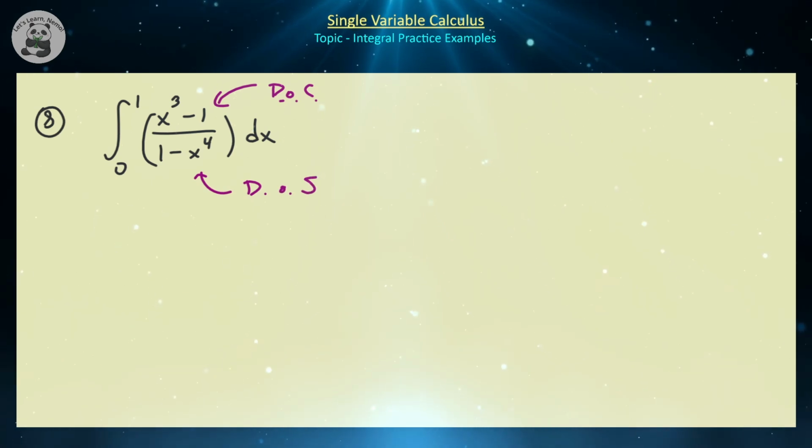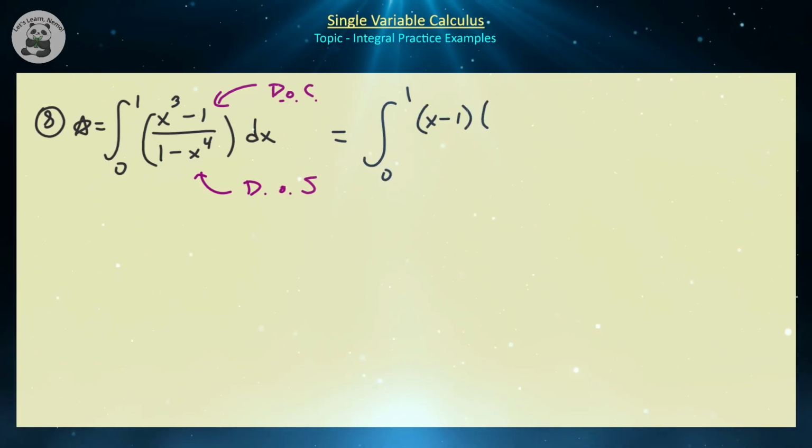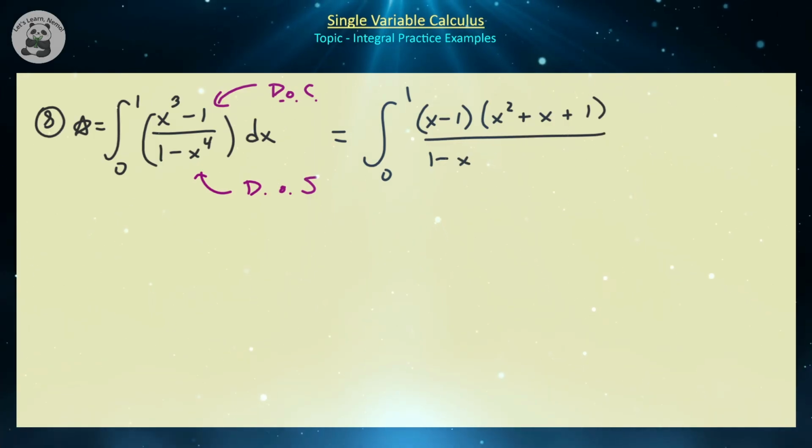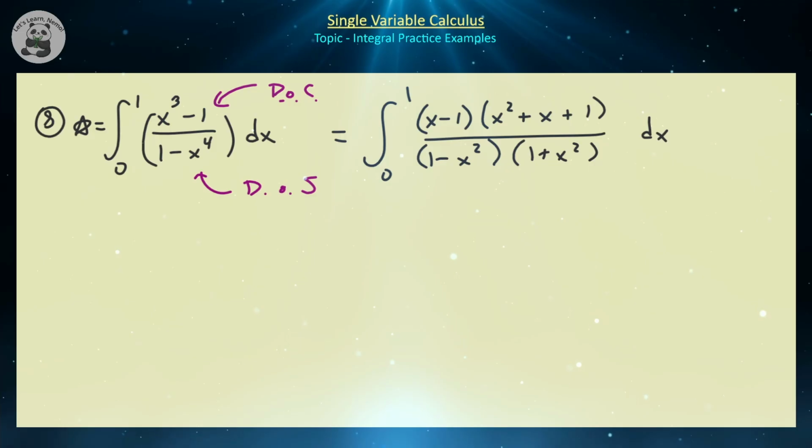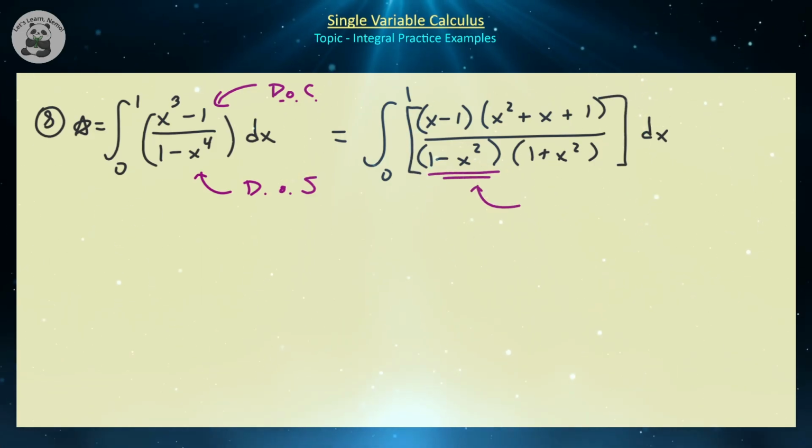Right? So if we call this integral, for example, star, since we're going to be doing a lot of manipulations to it, this is going to be equal to the integral from 0 to 1. So we're going to have x minus 1 times x squared, change the sign, plus 1 times x, which is x, plus 1 squared, which is going to be 1, all over, then we're going to have 1 minus x squared, and then 1 plus x squared dx.